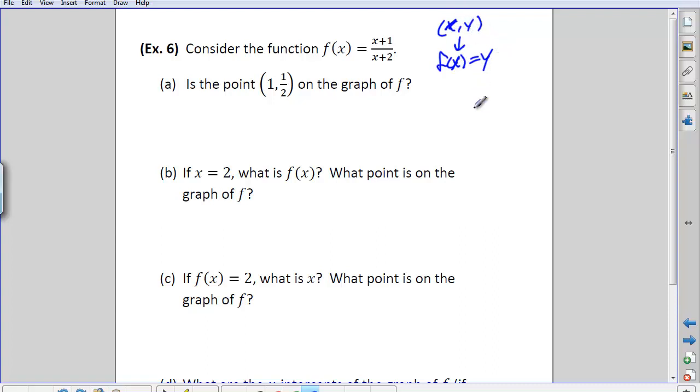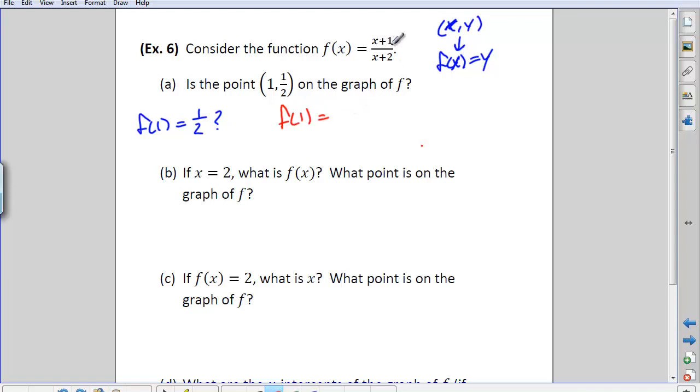Okay? So if we want to know if the point (1, 1/2) is on the graph of f, that means that f of 1 should equal 1/2. So is that true? Does f of 1 equal 1/2? Well, we could test that out real quick. Figure out what's f of 1.